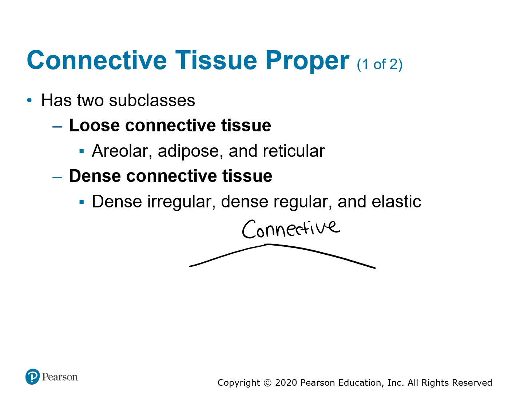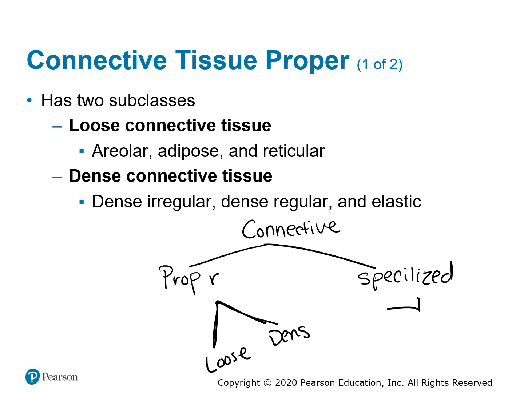We have connective tissue proper, and we have specialized connective tissue. Connective tissue proper gets broken down further into loose and dense, and the specialized get broken into cartilage, bone, and blood and lymph. Okay, so that's kind of the breakdown. Right now, we are focusing on connective tissue proper.